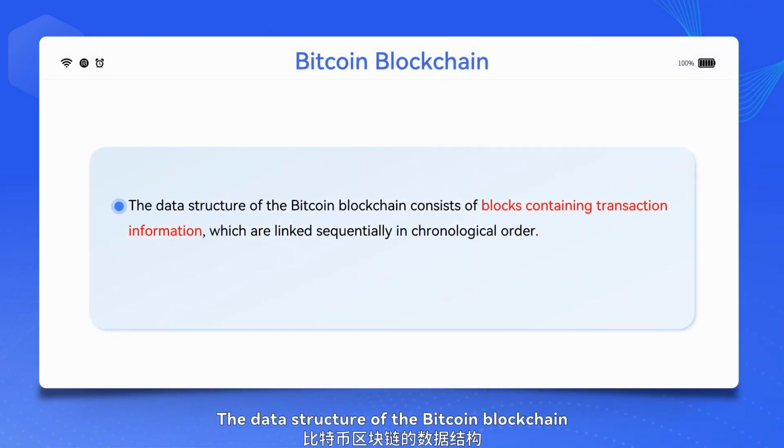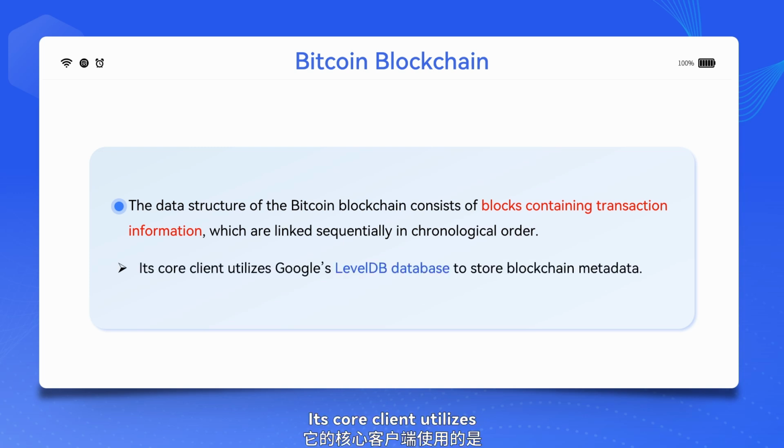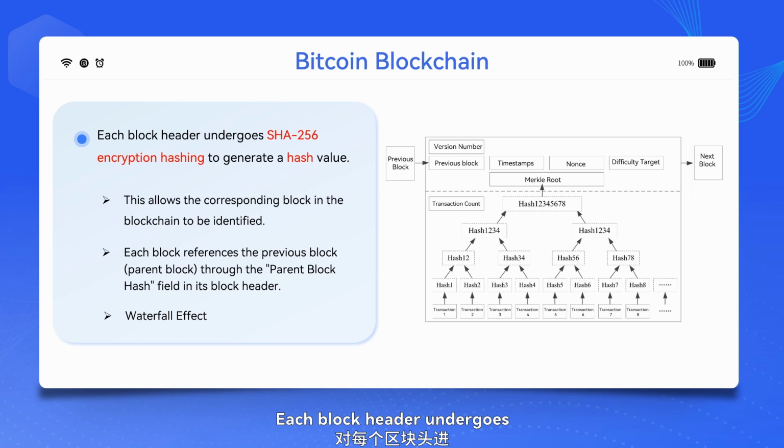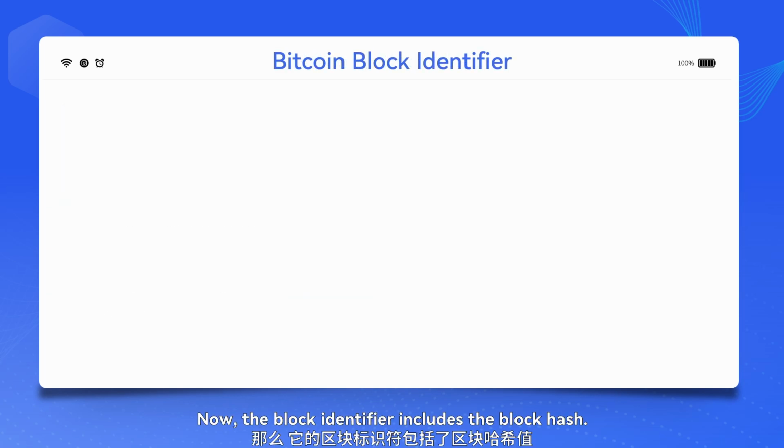The data structure of the Bitcoin blockchain consists of blocks containing transaction information, which are linked sequentially in chronological order. Its core client utilizes Google's LevelDB database to store blockchain metadata. Each block header undergoes SHA-256 hashing to generate a hash value. Now, the block identifier includes the block hash.